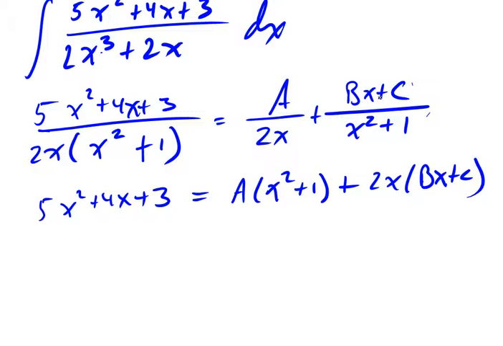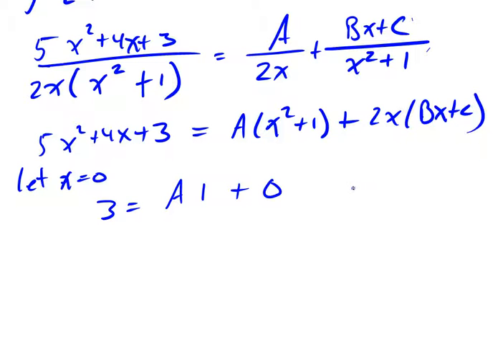So, how am I going to do this? I'm going to pick some values for x. So let x equal, I think 0 would be a good one. Let x equal 0. So on this side I just get a 3. And on this side, I get A times 0 squared plus 1, which is 1, plus 0 right there. And that tells me that A equals 3. Good. Let's pick something else. Now, generally, I picked 0 so that this one would go to 0.